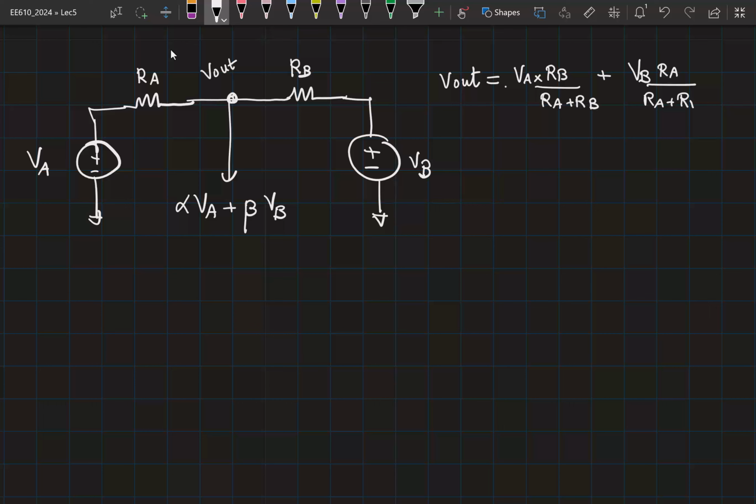So how are you able to tell this answer so quickly? Superposition, right? You consider one input at a time. So when you consider VA, VB is shorted to ground, right? So then you get this expression very quickly. So your alpha is now RB by RA plus RB and beta is this factor. Can alpha and beta both be equal to 1?